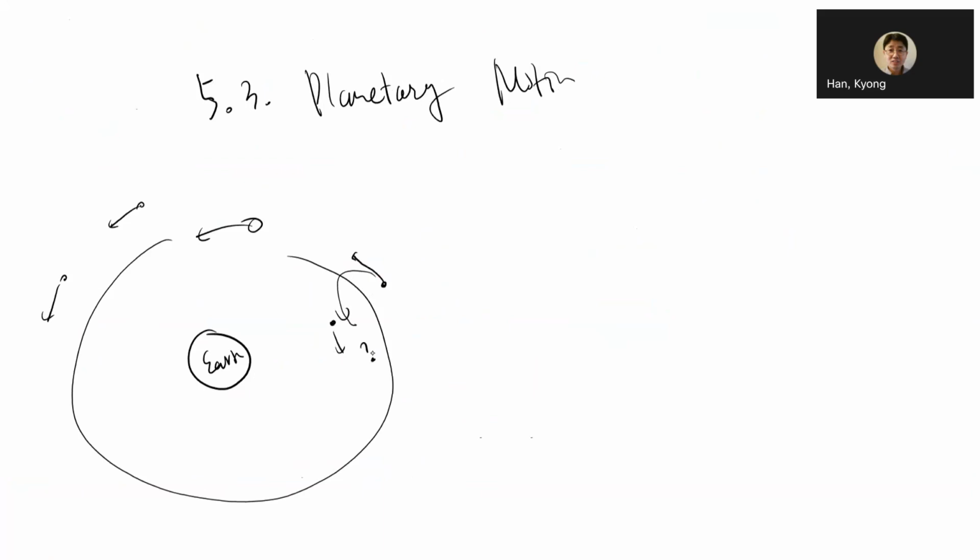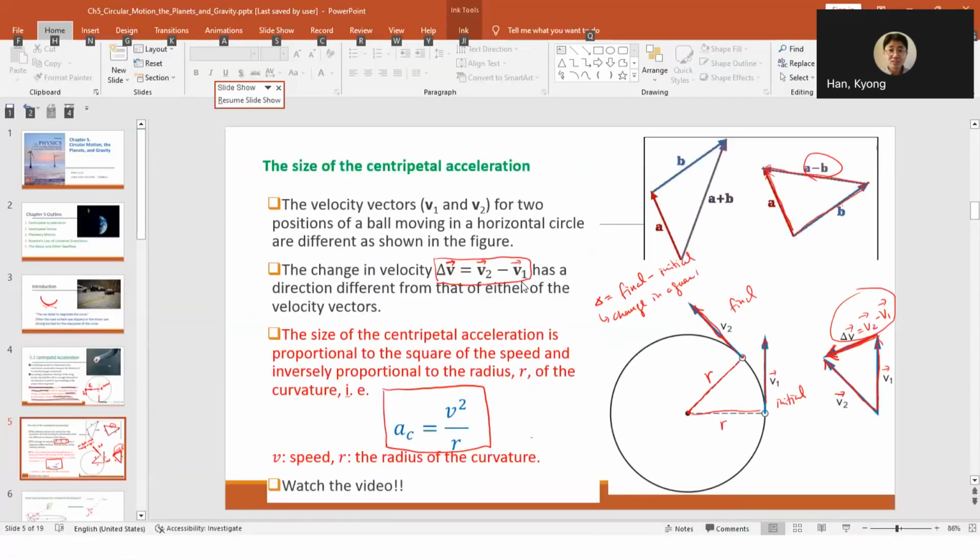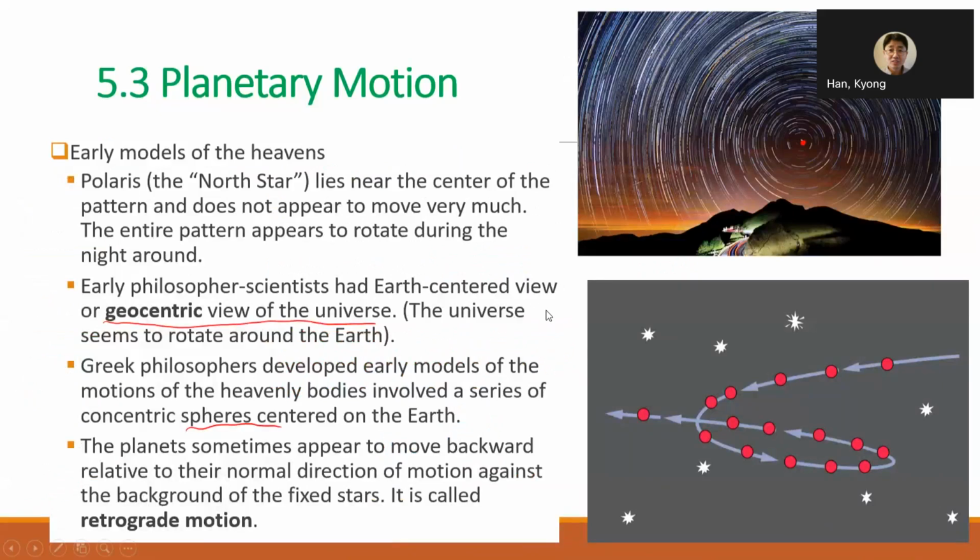They claimed some other model. Ptolemy's, I think, suggested a model: the planets sometimes appear to move backward, like going forward, then backward. This is going in this direction, but here it is the opposite direction. This kind of motion against the background of the distant stars is called retrograde motion.